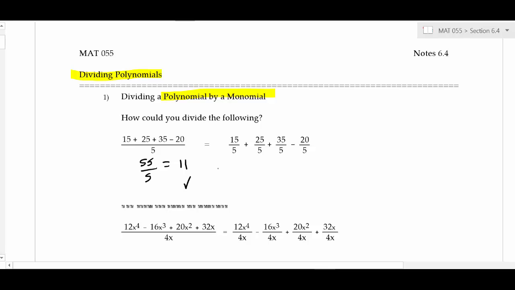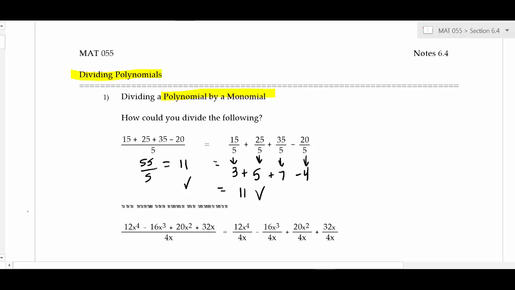It turns out, though, it also works if you just break this up into four fractions. You can say 15 over 5 plus 25 over 5 plus 35 over 5 minus 20 over 5. Let's see if we get 11 if we do this. 15 divided by 5 is 3. 25 divided by 5 is 5. 35 divided by 5 is 7. And 20 divided by 5 would be 4. So if you add that up, 3 plus 5 is 8, plus 7 is 15, 15 minus 4 is 11. I'm just proving to you that it works, because when we do the algebra problems, we're going to break the fraction up into parts and simplify using things that we've already learned how to do. Does that make sense to start with?